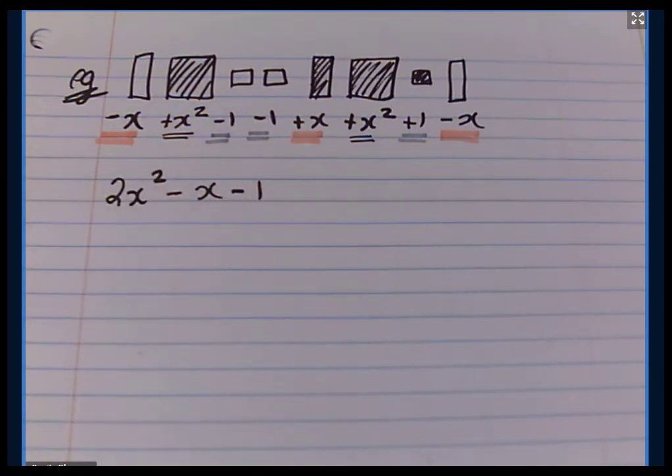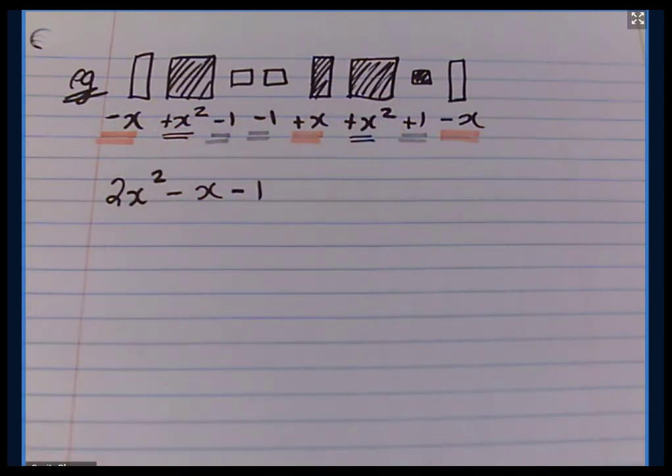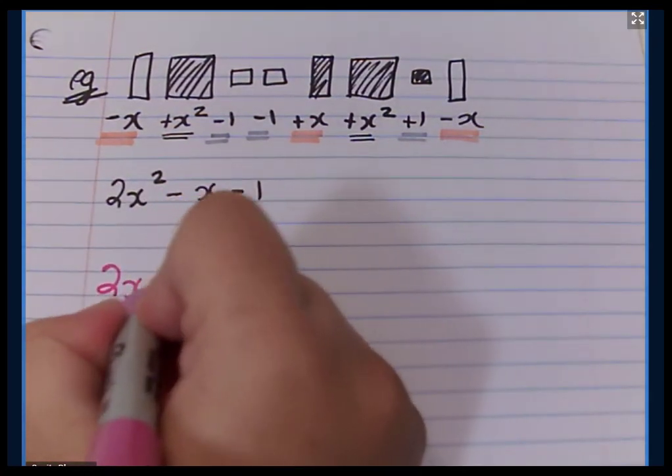The other method I showed was crossing out your positive and negative tiles. You'll still get the same answer. So we'll start with our x squareds. It's a positive and a positive, so we can't cross anything out there because plus 1 and a plus 1 x squared gives me 2x squared. So for that, we still end up with just 2x squared.